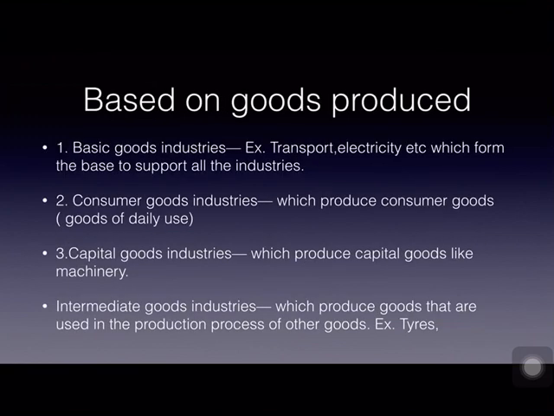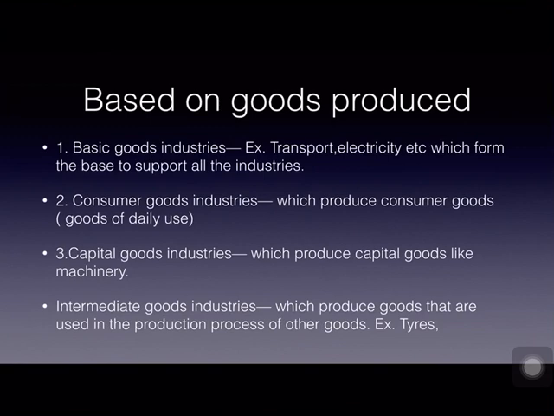And now, based on goods produced, what type of goods are produced in the industries? Based on that, industries are of four types. First one is basic goods industries. Example, transport, electricity, etc., which form the base to support all the industries. These are the basic needs for any industry to start production. Transport, electricity. So these are called basic goods industries.